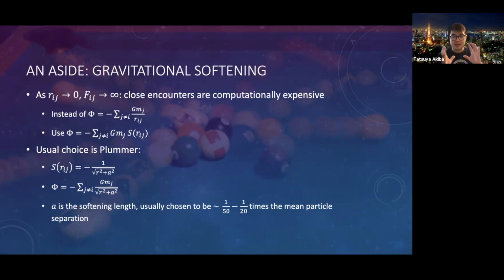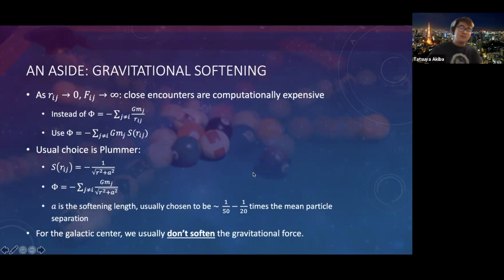Of course, this is just an artifact of computation. But this softening length is usually chosen to be 1 over 50 to 1 over 20 of the mean particle separation, so as to not mess with the overall structure of the simulation. If we choose a softening length that is small enough, we can save computation time and still be able to get a physically realistic simulation. So if you ever see gravitational softening, this is what they mean.